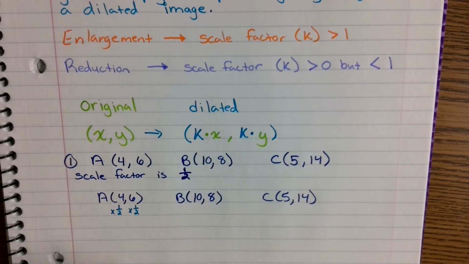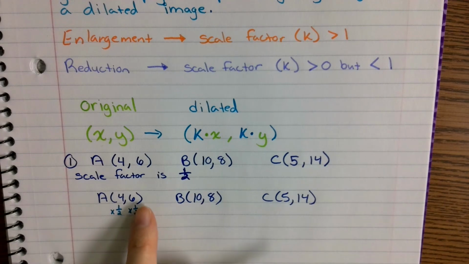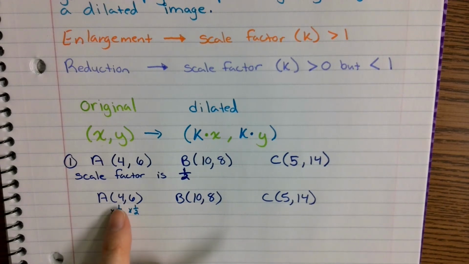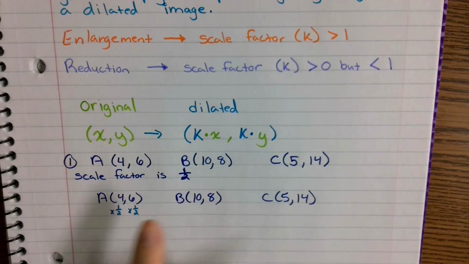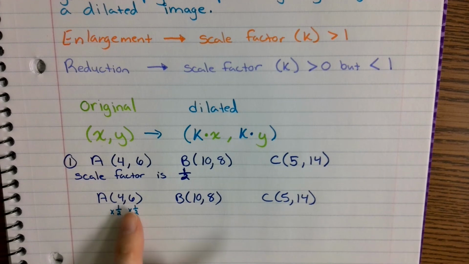So it's a little bit different than translation. Translation is very specific to the x and specific to the y. You might change your x but not change your y, or you might change your y and not change your x, or you might change both, and both in a different manner. With a scale factor, the scale factor happens to both of your coordinates equally. So you're multiplying both parts of your coordinate by the scale factor.